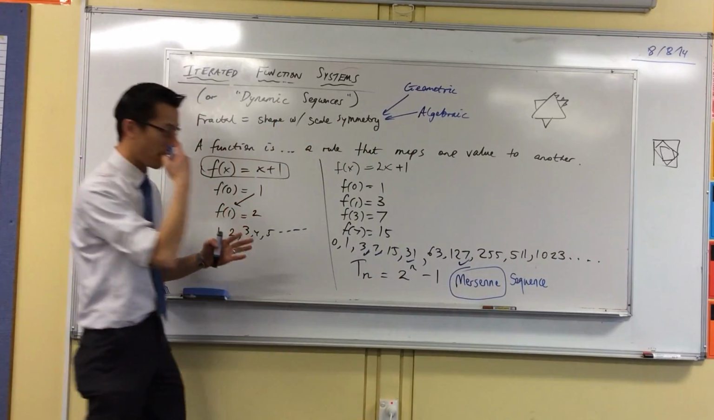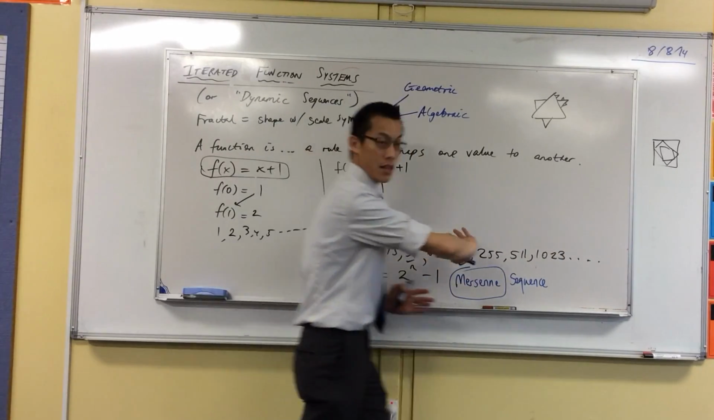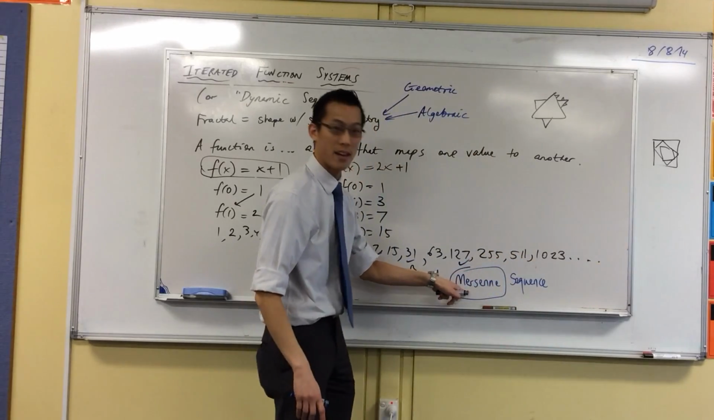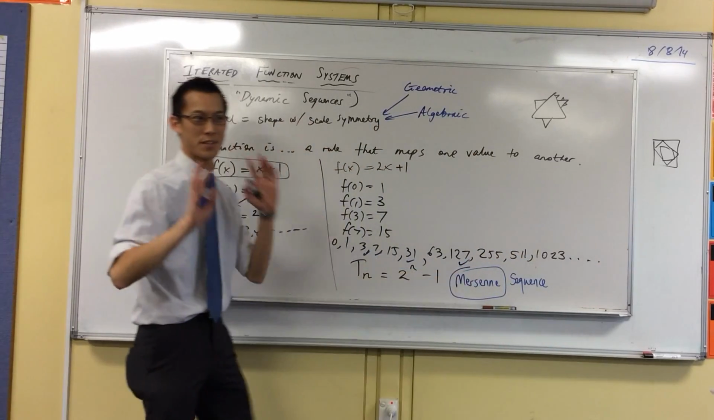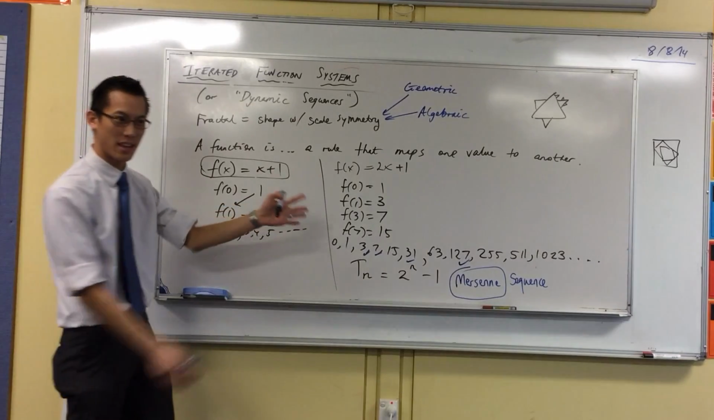But here's the important thing. These primes in here, and there are lots more after this, are called Mersenne primes. Now, we're going to spend a lot of time looking at those later on, but I just thought I'd mention it since here's the sequence.